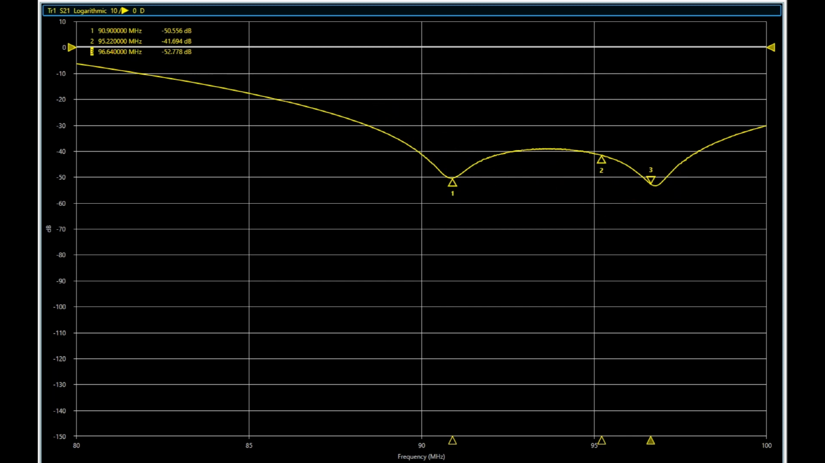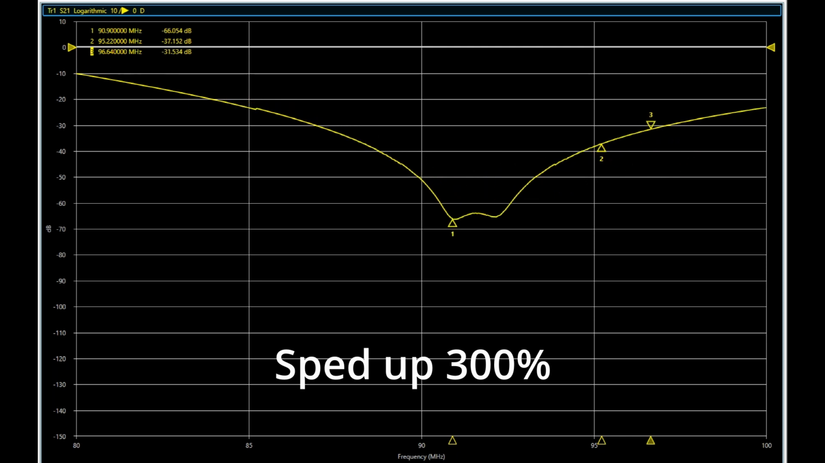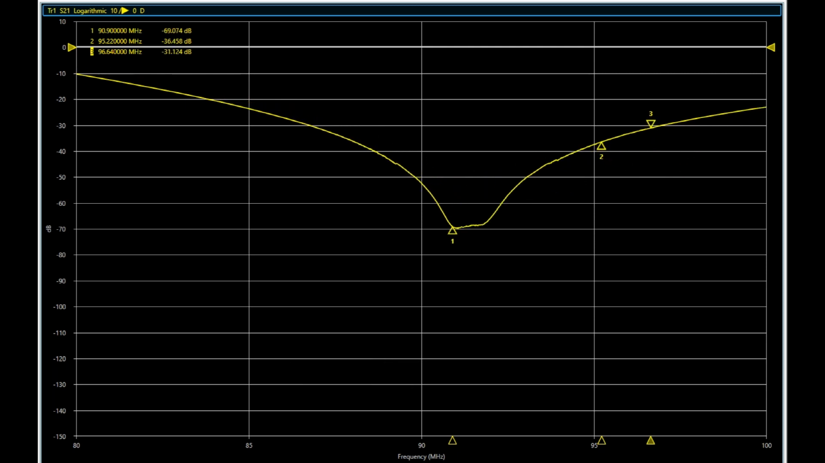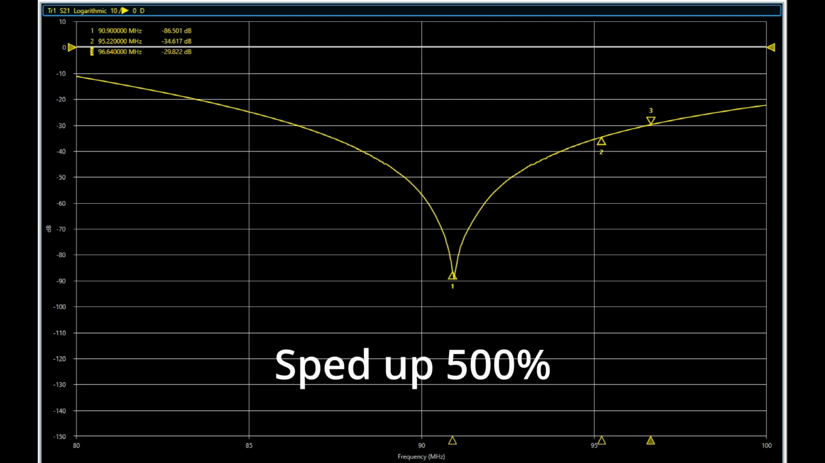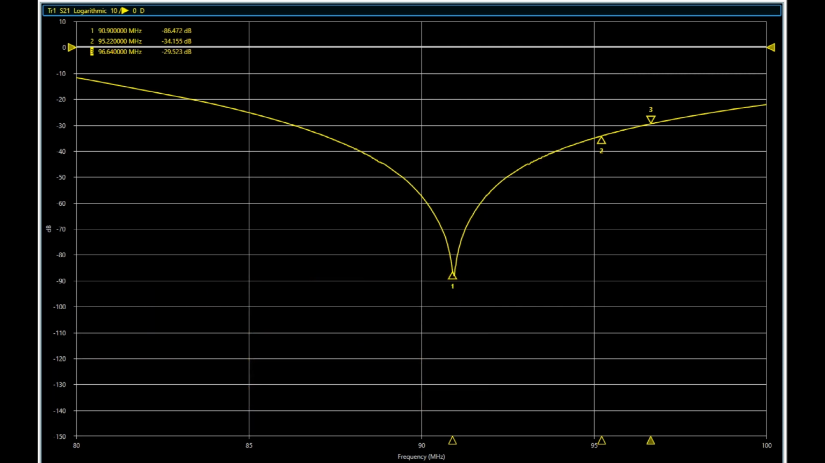All right, and now we do stub 2. Now these are going to interact just a little bit, so you kind of have to go back and forth between the two of them to get it right. And when you get it exactly dead on, you can get some pretty impressive rejection numbers. So there we go, that's pretty doggone good. We have at 90.9 megahertz, we have an attenuation of 86 dB. I would call that a success.